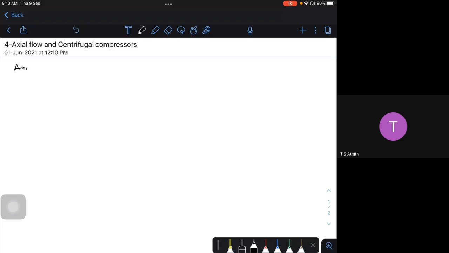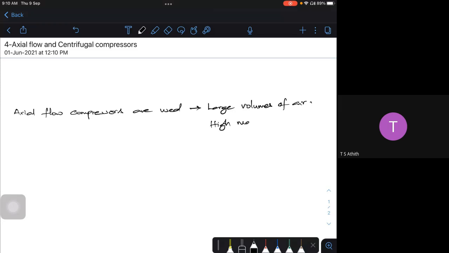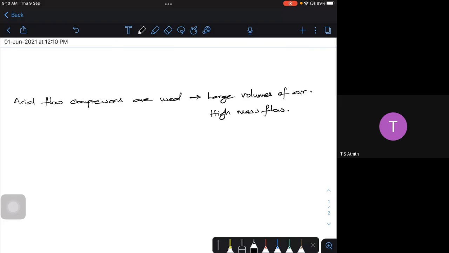Axial flow compressors are used when we are dealing with large volumes of air and high mass flow rate. At the same time, large volumes of air and also high pressure ratio.